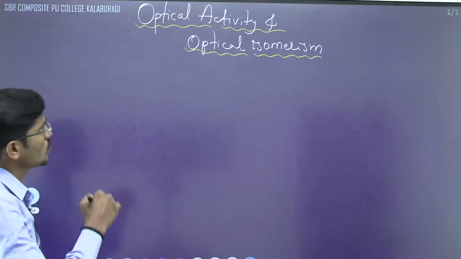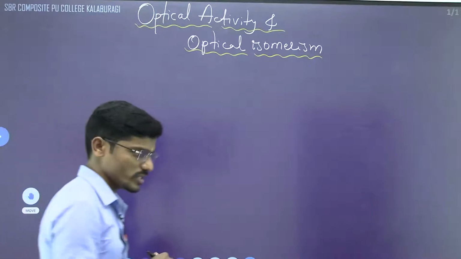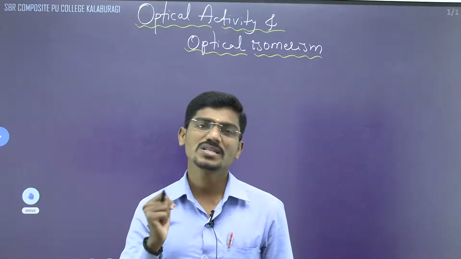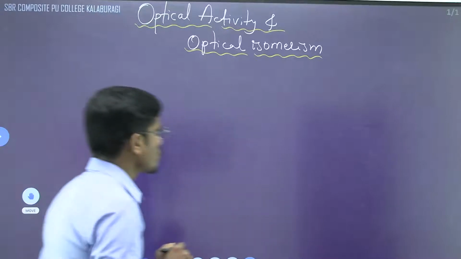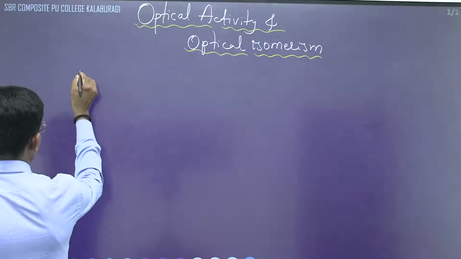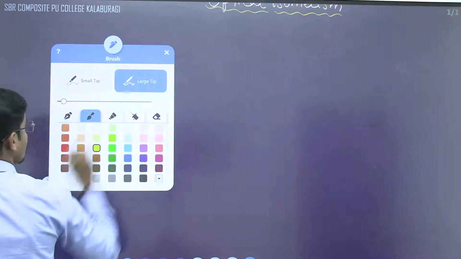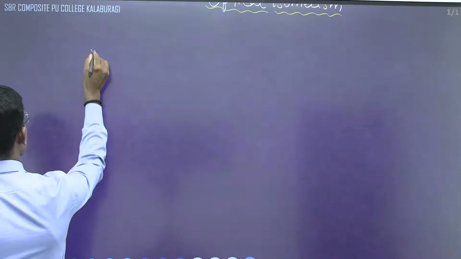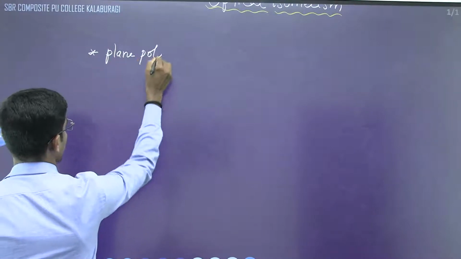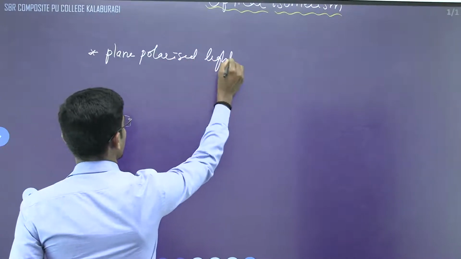So to understand the concept of optical activity and optical isomerism with the stereochemical aspects of the reactions, let us discuss some of the basic terms involved in this. The first one is plane polarized light. So take the heading. What is the definition of this term? Plane polarized light. What is meant by plane polarized light?